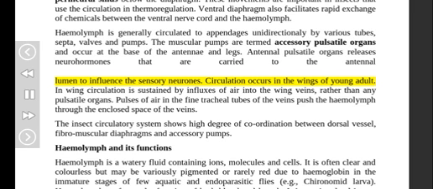Circulation occurs in the wings of young adults. In the wing, circulation is sustained by influxes of air into the wing veins, rather than any pulsatile organs. Pulses of air in the fine tracheal tubes of the veins push the hemolymph through the enclosed space of the veins. The insect circulatory system shows a high degree of coordination between the dorsal vessel, fibromuscular diaphragms and accessory pumps.